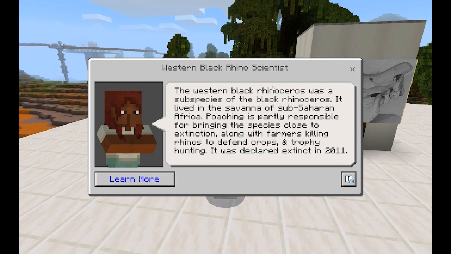So this is a really recent extinction. And it looks like it was basically caused by humans. So poaching, farmers killing the rhinos to defend their crops. So that means the rhinos were eating their crops or maybe trampling them. And trophy hunting. That's when you hunt to take a piece of the animal home, like its skull or its horns. Poaching is similar, but poachers sell parts of the animal. Trophy hunting, you keep it for yourself.